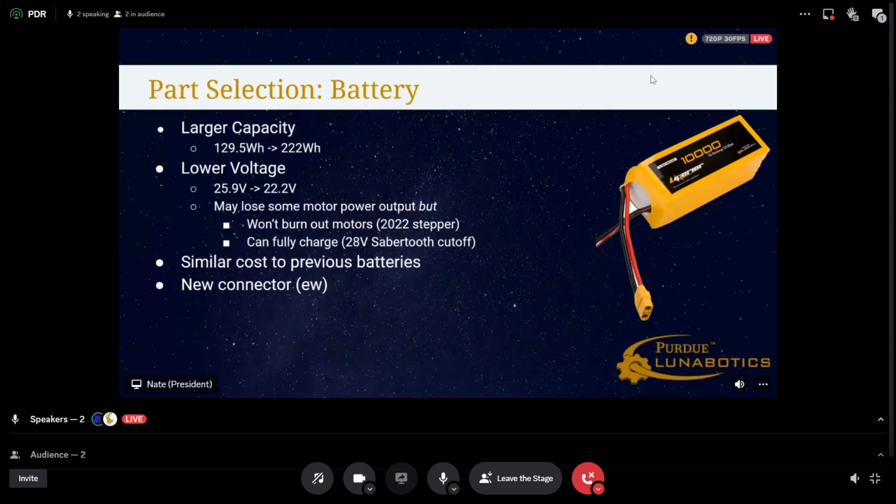We're also opting to move from a 7S battery to a 6S battery, which is lowering the voltage a little bit. So some of the stuff's going to be undervolted. But the reason that we did that was because we had an issue with our motor controllers last year: there was a 28 volt high limit, and so we would actually have to discharge the battery a little bit before we could actually run the robot. So we just opted to undervolt the system a little bit, which does drop the efficiency, but theoretically the capacity is large enough to accommodate for that. It's also a similar cost to previous batteries. I believe it's about $150.